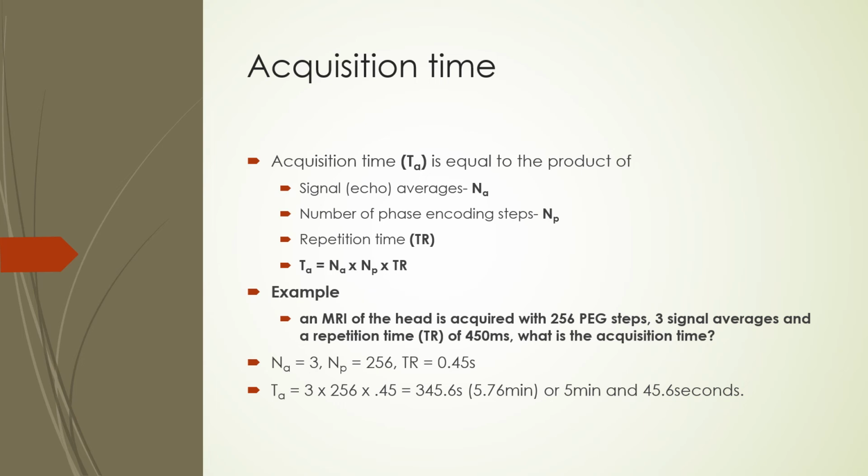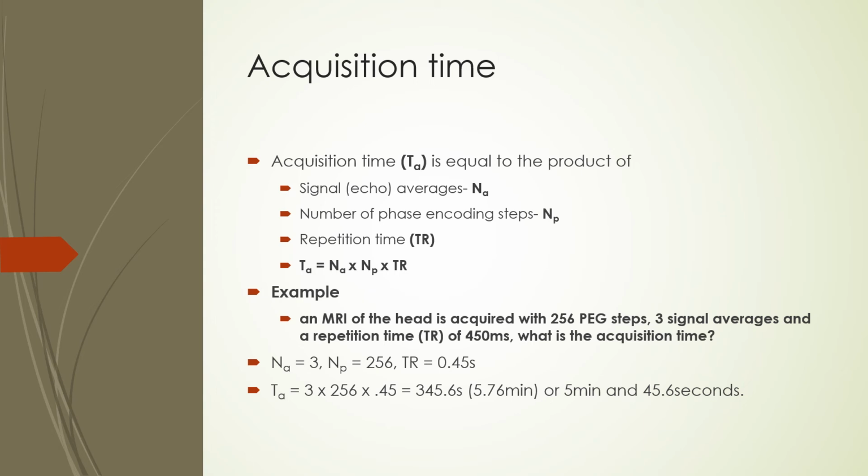Let's look at an example. This formula tells us we can change acquisition time by changing either the number of signals averaged NA, the number of phase encoding steps NP, or the repetition time TR, or combinations of all three. Notice that all three factors act linearly, so changing any one of them will change the acquisition time proportionally. In this example, our acquisition time is 5.76 minutes. Suppose we cut the phase encode steps in half by going from 256 to 128. That will cut the acquisition time in half.